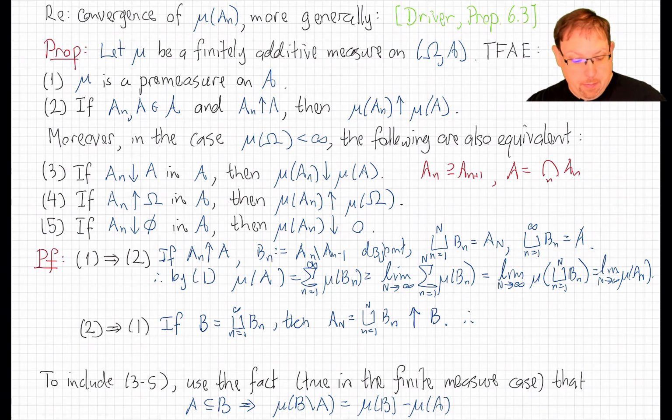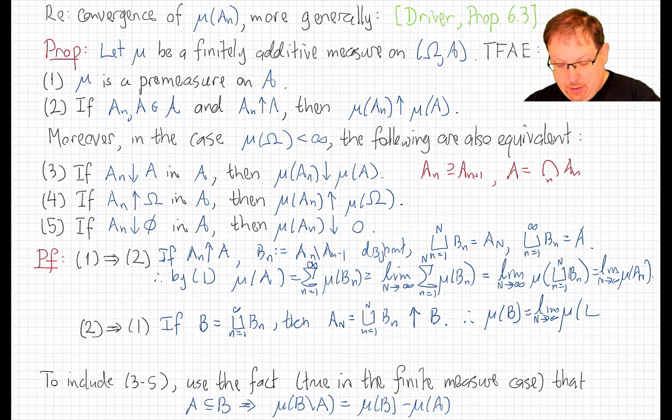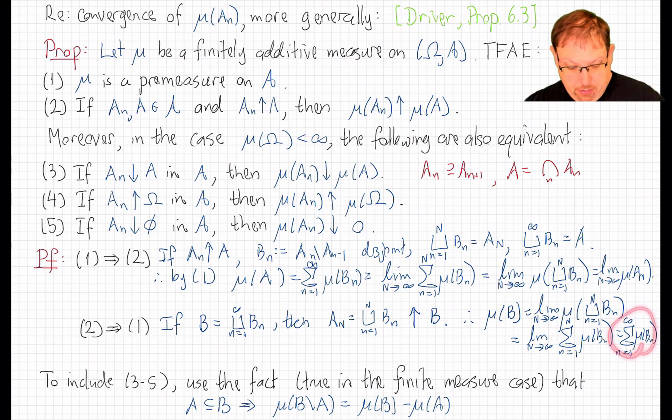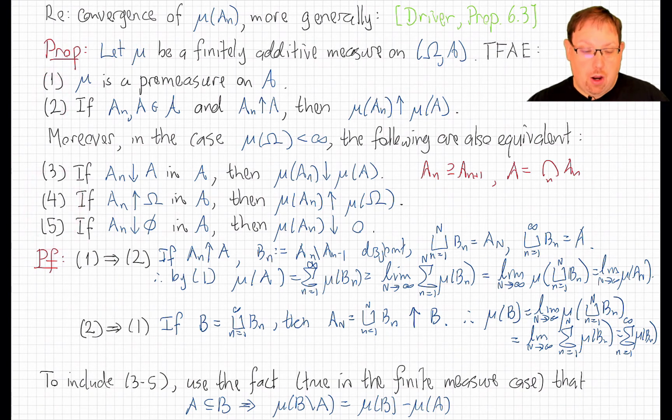And therefore, by our assumption of property 2 in this case, the measure of that B is equal to the limit of the measure of the disjoint union of the first N of them. And again, using finite additivity of mu, that's the sum of the measures of the B_n's, which is the countable sum that we wanted to show was indeed equal to the measure of B, showing that mu is indeed a pre-measure. The arguments for the equivalence of 3, 4, and 5 with the others are very similar.